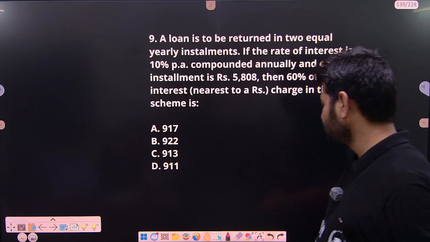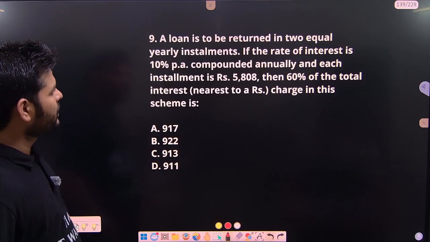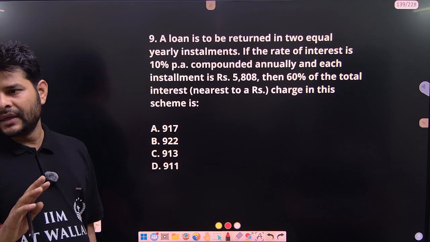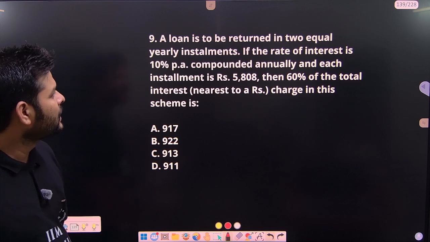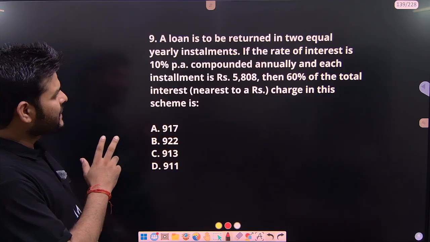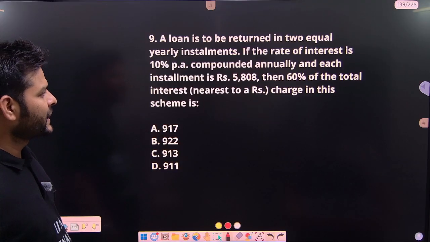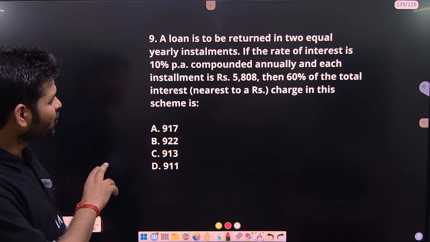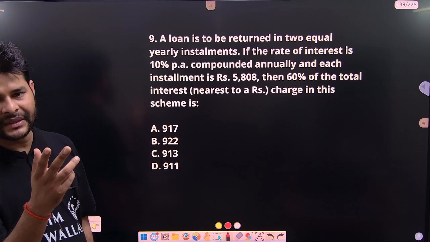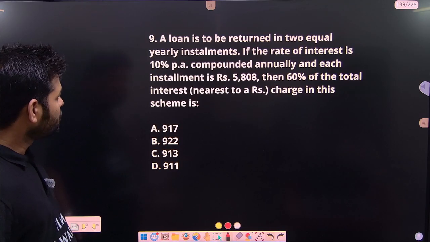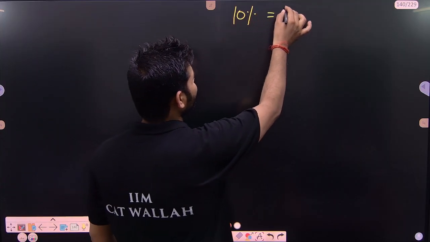Guys, let's take a look. The question says a loan is to be repaid in two equal yearly installments. So installments are yearly. We need not change the rate. If the rate of interest is 10% per annum compounded annually and each installment is 5,808, then 60% of total interest. So first we need to find out the interest, then 60% of that interest would be. So rate of interest is 10%. So 10% means 1 by 10.